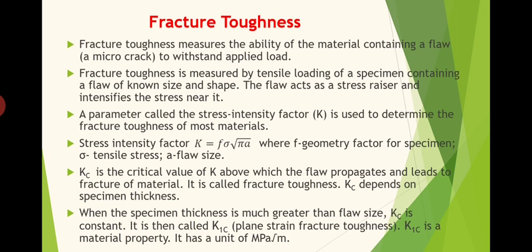Kc depends on the specimen thickness. See, Kc is the critical value. So once the stress intensity factor K reaches the value of Kc, the crack will start to propagate. If the stress intensity factor K is less than the critical value, then the crack will not propagate. So Kc is the critical value of K above which the flaw propagates and leads to the fracture of the material. It is called fracture toughness. Kc depends on the specimen thickness.